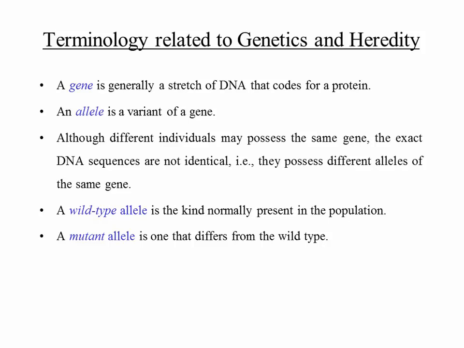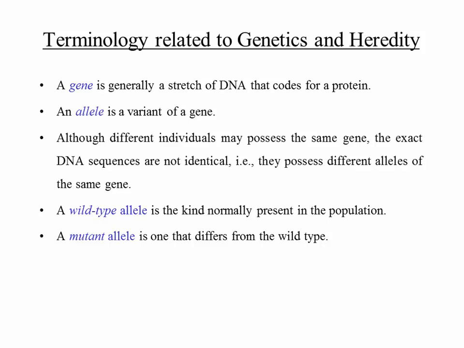Now, before proceeding further, I want to introduce some terminology related to genetics and heredity. So a gene, what is a gene? A gene is generally a stretch of DNA which codes for a protein. Then if you look at papers in genomics, you'll see the term allele. What is an allele? An allele is a variant of a gene. All of us have the hemoglobin gene, but we don't have the same allele because our DNA is different.